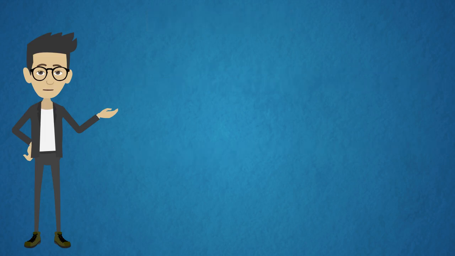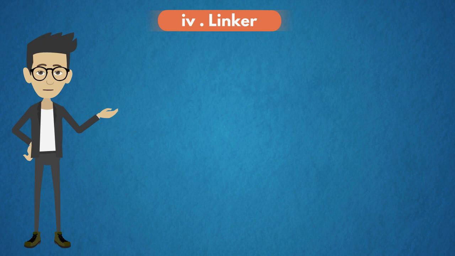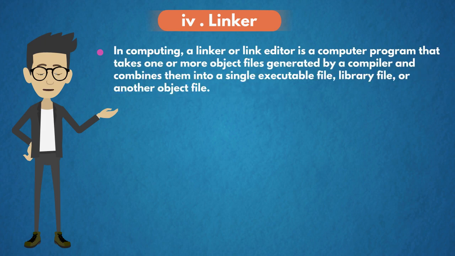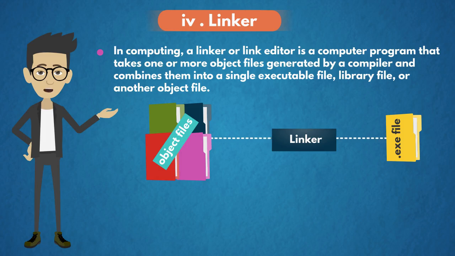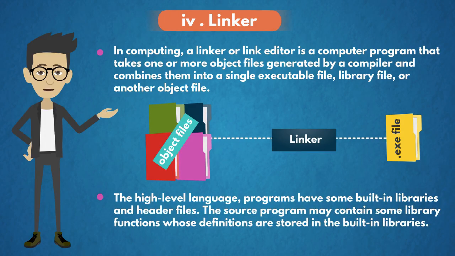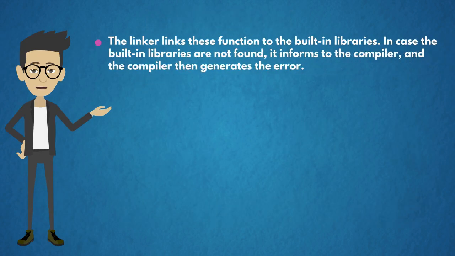The fourth system tool is linker. In computing, a linker or link editor is a computer program that takes one or more object files generated by a compiler and combines them into a single executable file, library file, or another object file. The high-level language programs have some built-in libraries and header files. The source program may contain some library functions whose definitions are stored in the built-in libraries. The linker links these functions to the built-in libraries. In case the built-in libraries are not found, it informs the compiler and the compiler then generates the error.